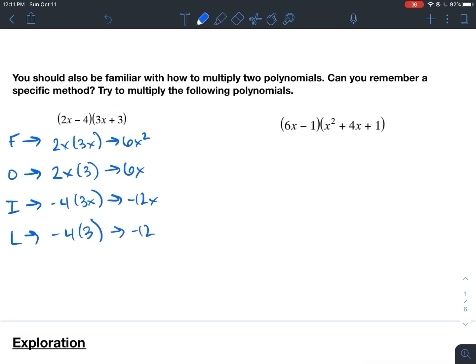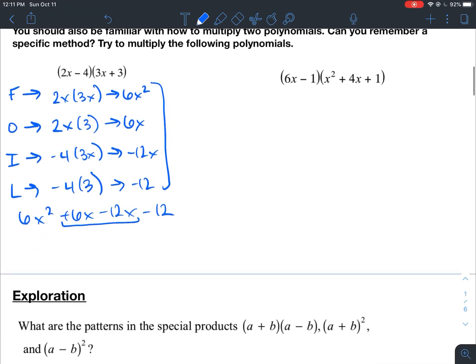So that's negative 12. Now we just have to add these together. So we have 6x squared plus 6x minus 12x minus 12. And then we can combine the middle two terms because those are both terms of x variable to the first power. So 6x squared, negative 12x and positive 6x would be negative 6x, minus 12. So that would be the end result.